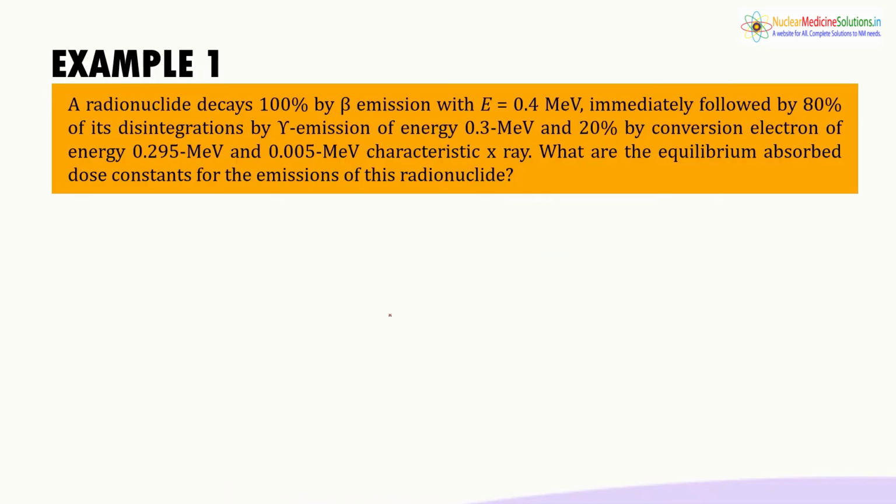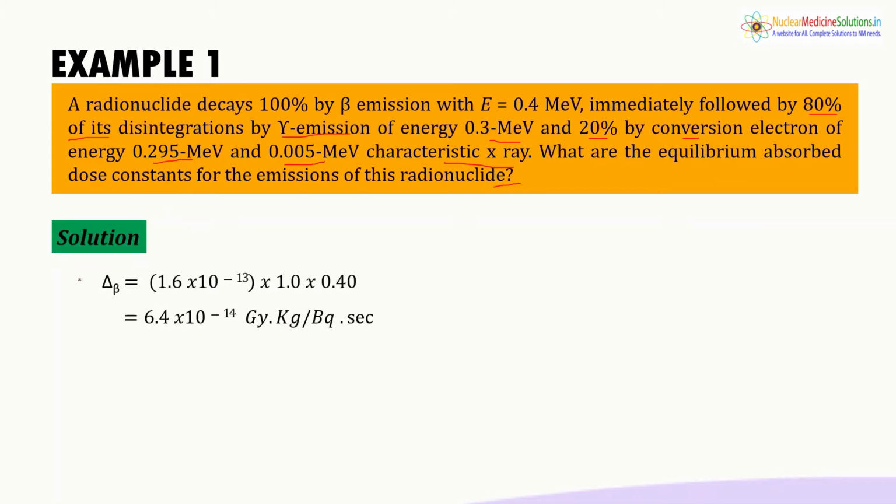Let's see how this delta i value can be calculated if there is some question on this. A radionuclide decays 100% by beta emission with E equal to 0.4 MeV, which is followed by 80% of its disintegration by gamma emission of energy 0.3 MeV and 20% by conversion electron, which has energy of 0.295 MeV and 0.005 MeV characteristic X-rays. So what are the equilibrium absorbed dose constants for emission of this radionuclide? Let's see how to calculate.